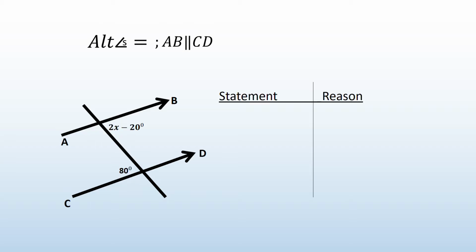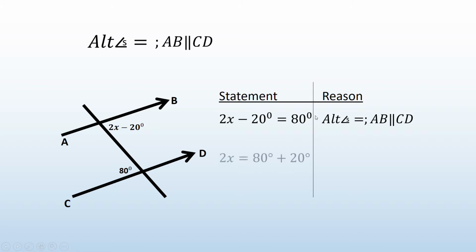Okay, let's do an example of this. So here's my example. Please copy it down. Make sure you've got your statement and your reason column. I'm going to say 2x minus 20 degrees is equal to 80 degrees because alternating angles are equal. If I show that, that's what it looks like. I'm going to take the 20 over and add it to the 80 degrees to get 100. Then I can work out what x is by dividing through by 2. So I'm going to find that x is equal to 50.